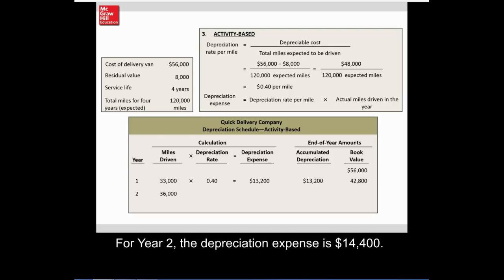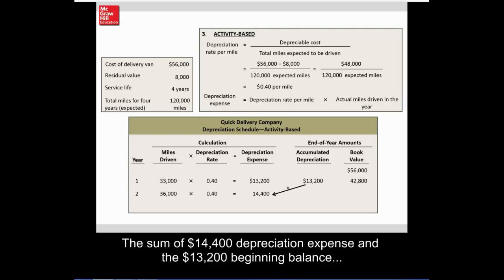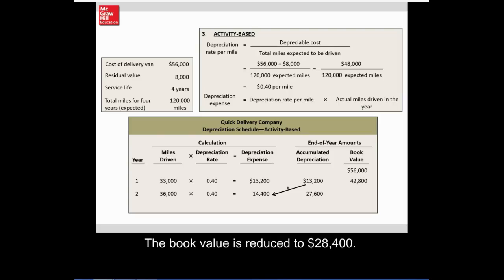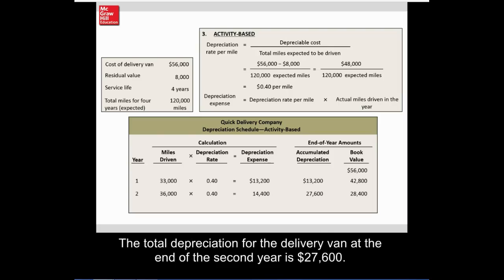For year 2, the depreciation expense is $14,400. The sum of $14,400 depreciation expense and the $13,200 beginning balance gives us the $27,600 balance in the accumulated depreciation account. The book value is reduced to $28,400. The total depreciation for the delivery van at the end of the second year is $27,600.